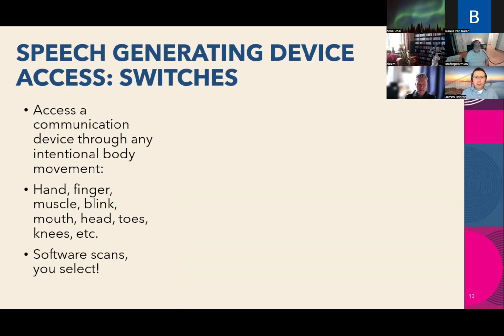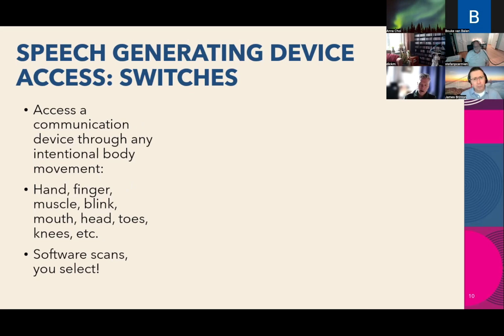Let's move into speech generating devices and talk about switches. Some people here, as I mentioned, have some sort of body movement. It may be minimal. It may be the pursing of the lips. It may be the blinking of an eye, maybe your eye movement, or a toe movement, or a slight squeeze of the hand or arm. You may not have any of those movements and just have eye movements.